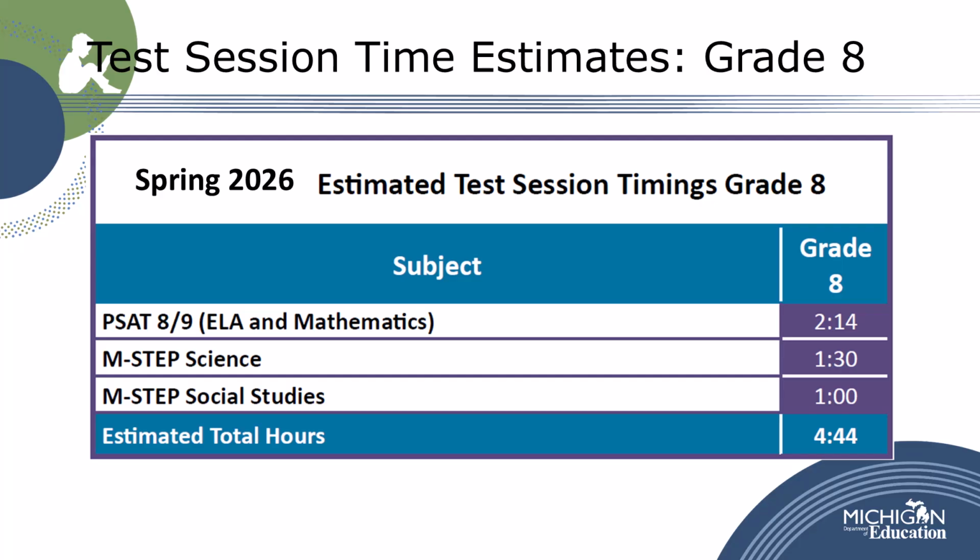The M-Step Science test is estimated to take 90 minutes to complete. The M-Step Social Studies is estimated at 60 minutes. The PSAT 8/9 time estimate includes scheduled breaks and will take 2 hours and 35 minutes total.